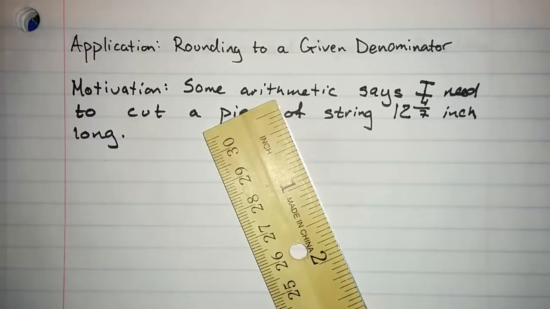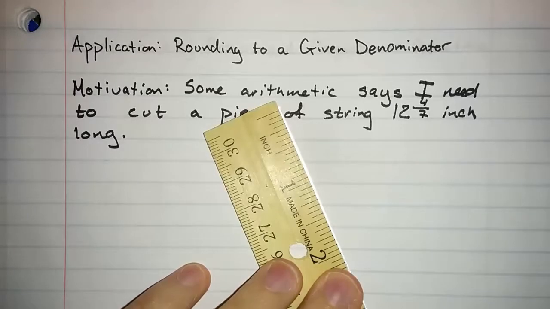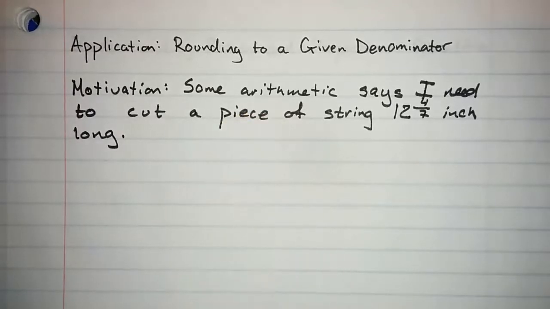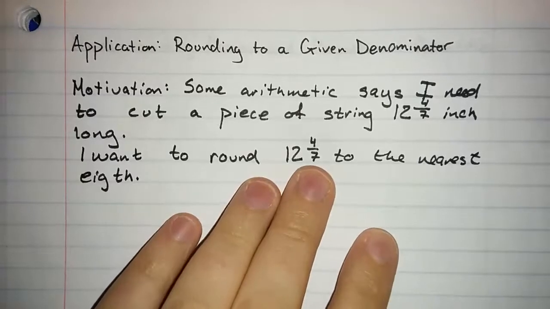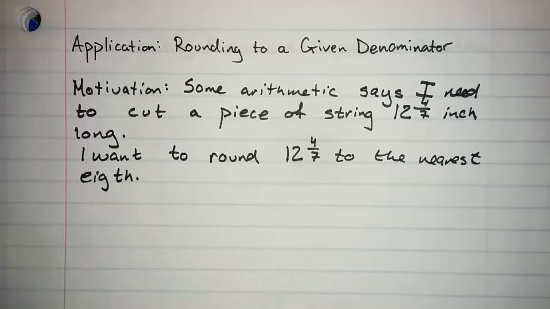I haven't got any sevenths. You're not going to find a ruler that shows sevenths of an inch. So what I really want to do, cutting 16ths of an inch looks a little bit fiddly too. And my string is a little bit stretchy. I think I want to round my 12 4/7 to the nearest eighth. In general, I want to round this fraction that I can't measure conveniently to a fraction that I can measure conveniently.